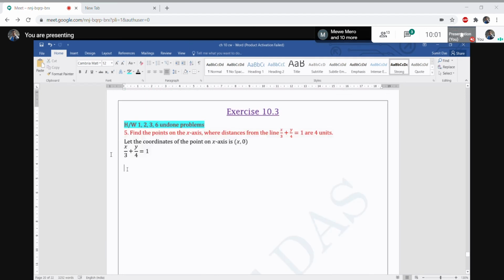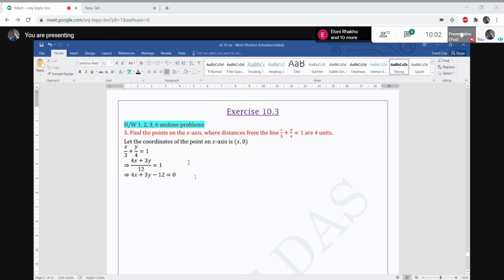We have to just do this simplification. If you find the LCM, the LCM will be 12 and the numerator will be 4x plus 3y equal to 1. Next line, it will be 4x plus 3y minus 12 equal to 0. I just skip one step: you can multiply by 12 here, and in the next line you just take 12 to the left-hand side.